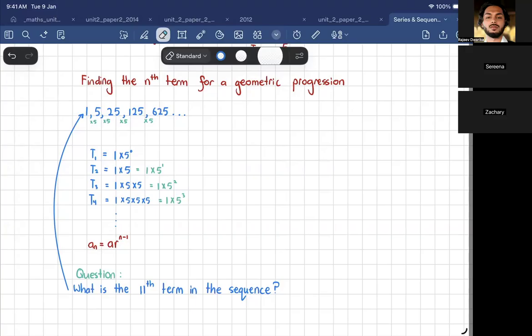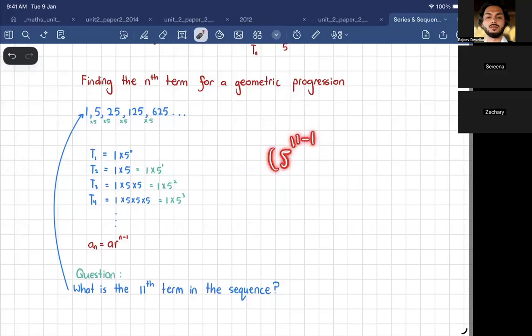All right. By the way, Serena, when we're doing that, we typically put the power on the outside. Matter of fact, you probably wouldn't even use brackets. You could just say 5 to the power 11 minus 1. I wouldn't necessarily advise it. It's not wrong, but it's just not standard.